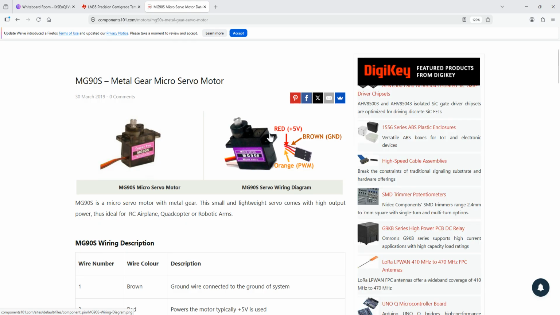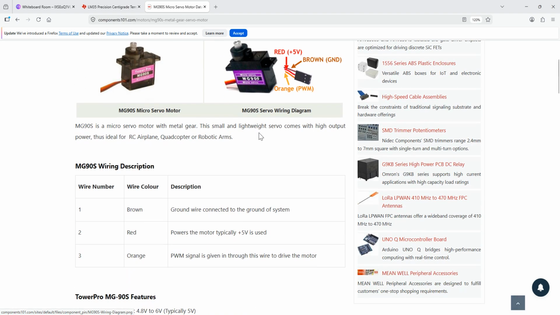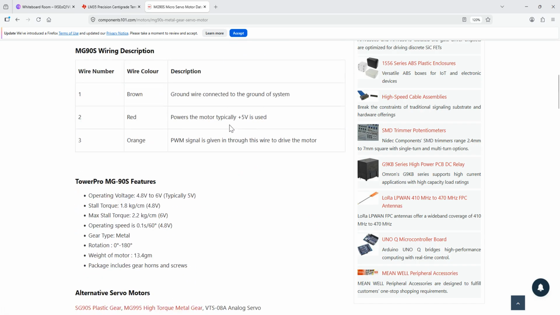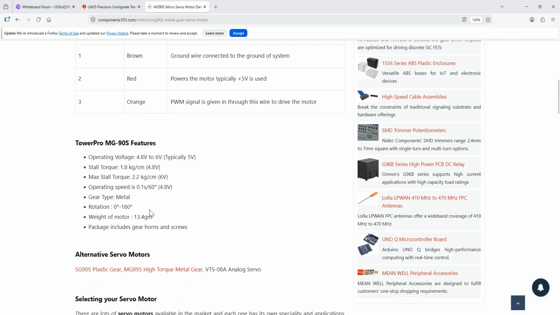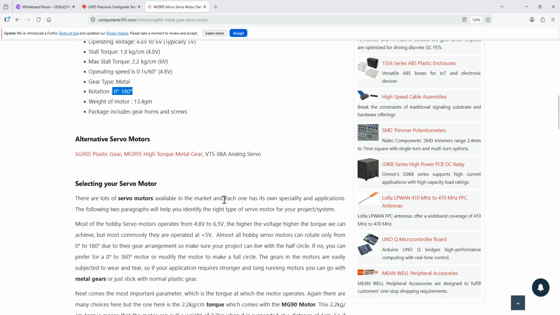Now, basically, a servo motor has three pins. The servo motor we are using during this practical is the MG90S. It is a mini, micro servo motor with mechanical gears. It has three pins: red is for 5 volts, then ground, and orange is for PWM. The VCC should be provided between 4.8 and 6 volts, so we are going to use 5 volts from our power supply. This motor can rotate 0 to 180 degrees. There are motors which can rotate 360 degrees also.